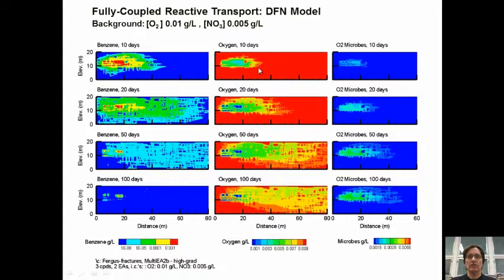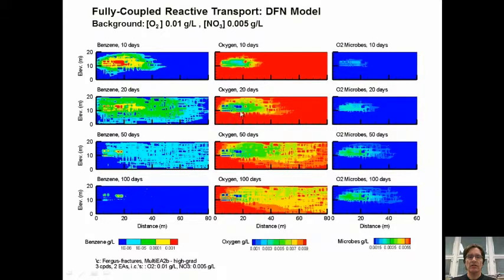In the same simulation, we can plot the oxygen consumption over time and the growth of the microbes over time. So here we see all kinds of interesting effects. We've got diffusion into the matrix quite extensively here, although down gradient some of these matrix blocks are still quite free of benzene. After 100 days we can see the benzene in the down gradient area has completely been flushed out or degraded, yet some remains in the matrix blocks in the source zone.